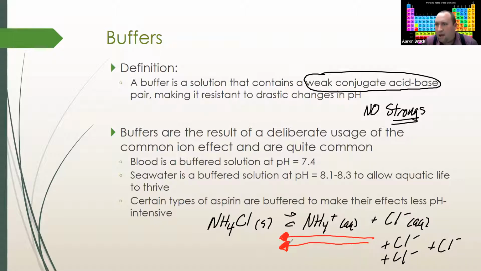So that's what the common ion effect is. The common ion effect says I have an equilibrium and I get introduced to a common ion, something from the outside that happens to share an ion with my equilibrium. That extra ion is going to impact the equilibrium that I'm interested in.